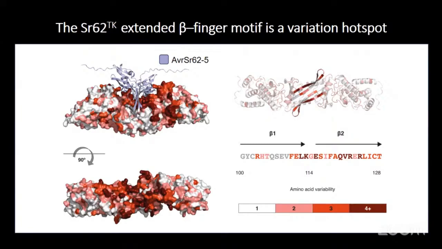And if we draw the extended beta finger as a ribbon instead of a blob, which is shown on the far right, you can see the beta 1 strand going out and the beta 2 strand coming back. You can see that the beta 1 strand, which is the one that's buried in the complex, is rather conserved. And this is the one that is mediating the interaction between the kinases. Whereas the beta 2 strand, which is on top and solvent exposed and is the one that's interacting with the effector, is really hypervariable.